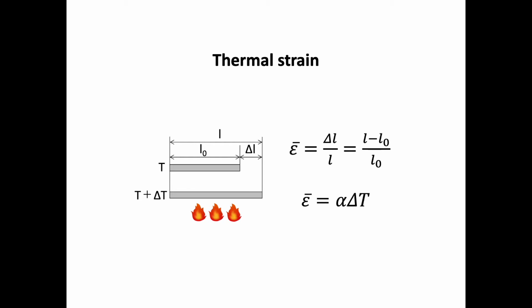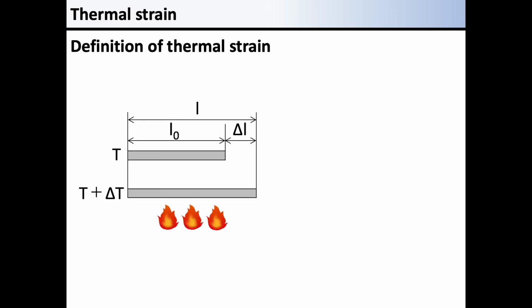Now, let's start with the definition of thermal strain. Just imagine the deformation of a bar exposed to the increasing of temperature. We assume that the temperature has increased by delta T. The thermal strain is the strain caused by the increase of temperature delta T.